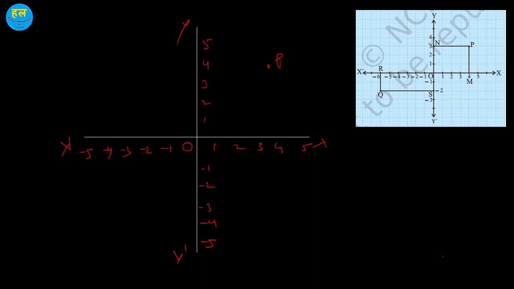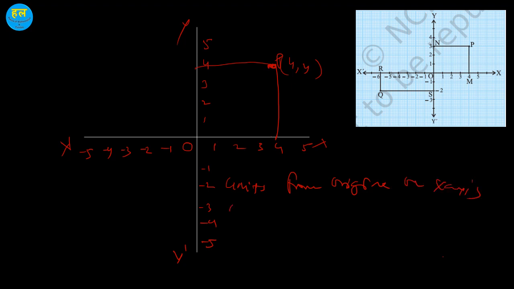So this point on the x-axis is somewhere here, and on the y-axis it is somewhere here. So we can locate this point as 4 comma 4, because it is 4 units from the origin on the x-axis and 4 units from the origin on the y-axis.